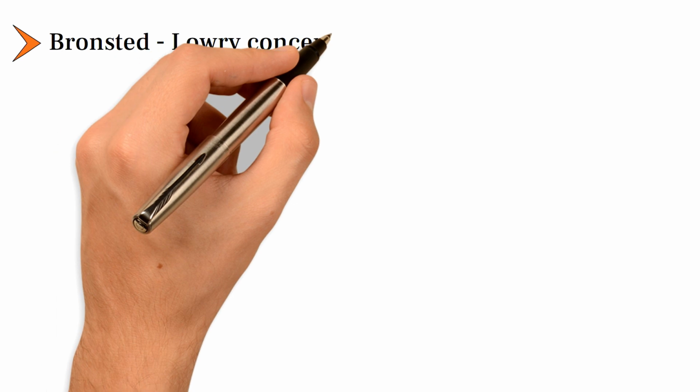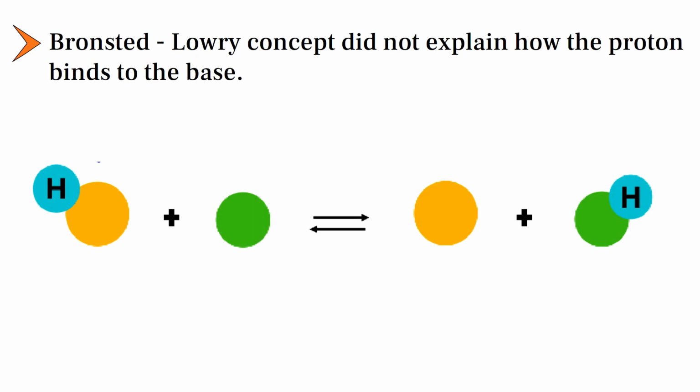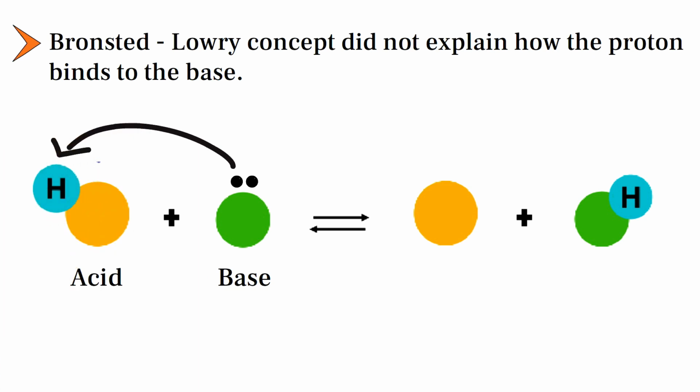The first shortcoming is that the Brønsted-Lowry concept did not explain how the proton bonds to the base. So Lewis studied these reactions and noticed that the base is a substance that donates one or more pairs of non-bonding electrons to the acid when it interacts with it. This indicates that the acids have empty orbitals to receive one or more pairs of electrons.